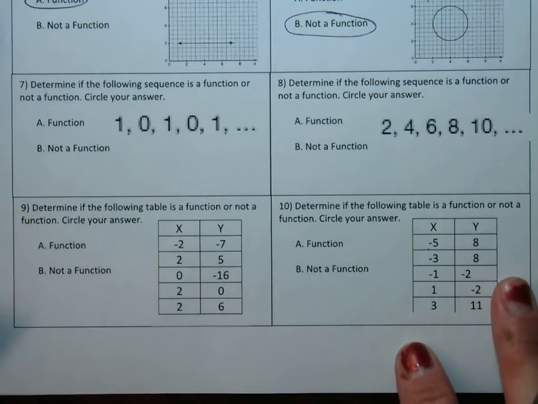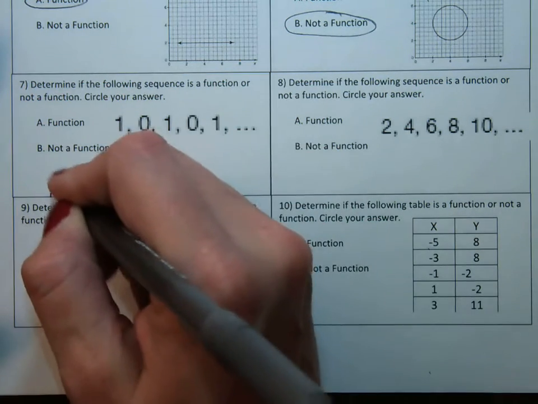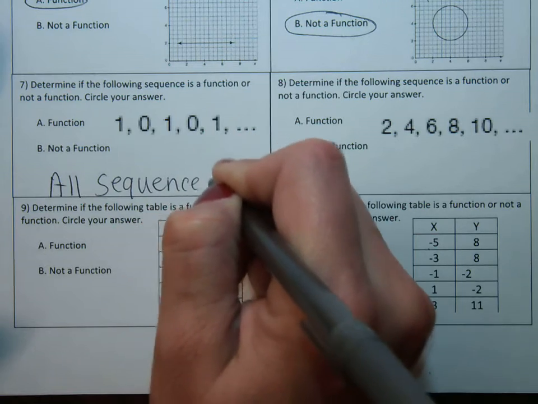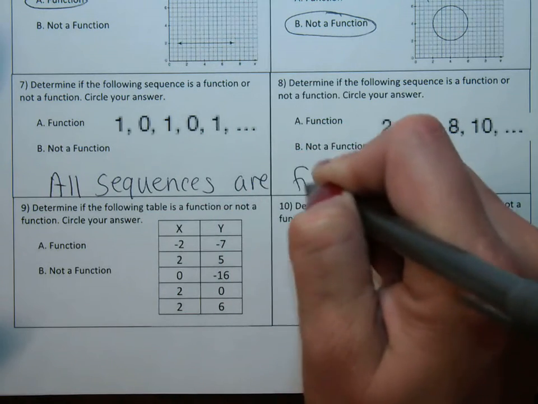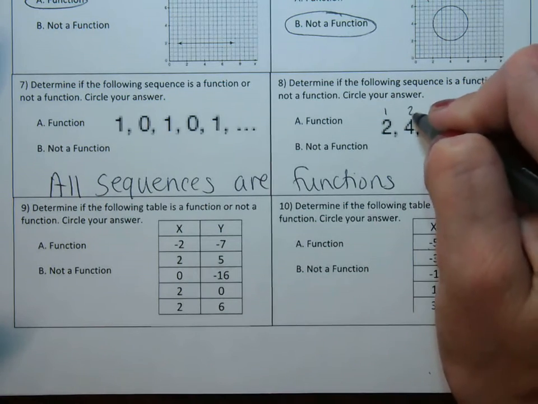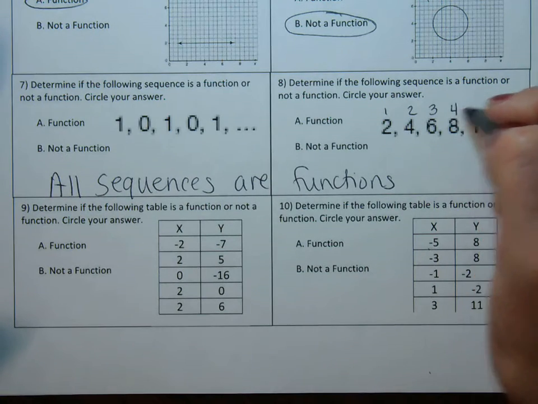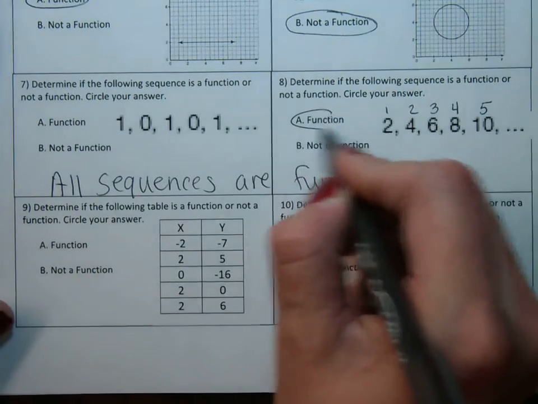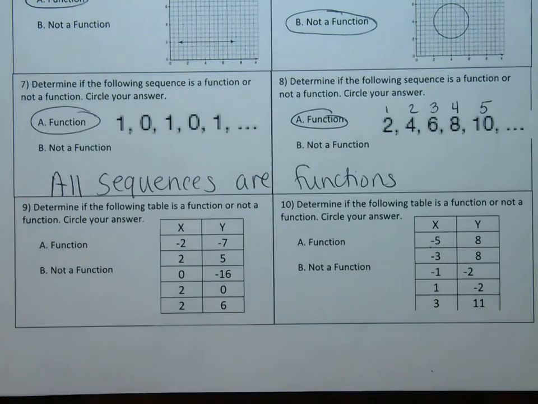For 7 and 8, we're determining if sequences are functions or not. And remember that all sequences are functions. Remember that you can't repeat. You can't have 2 first terms, 2 second terms, 2 fourth terms, or 2 fifth terms, or you can't have 3 third terms or anything like that. So since that's the case, all sequences are functions.